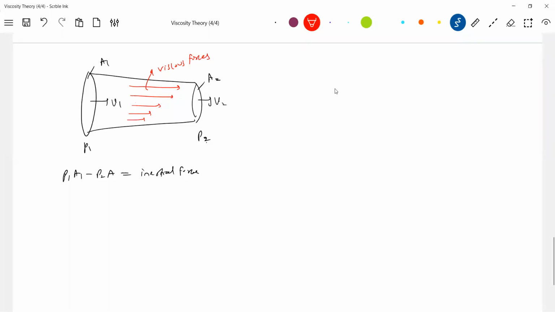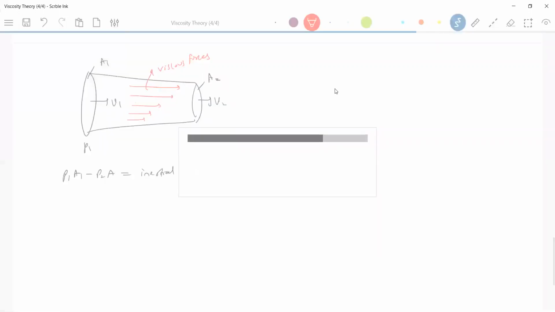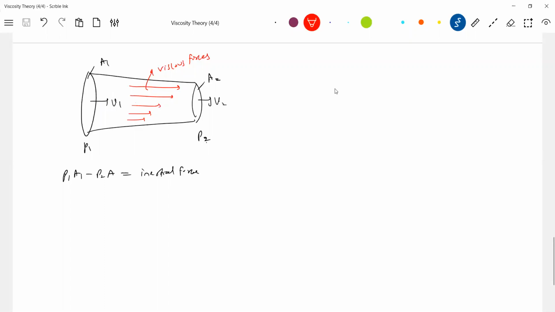What are inertial forces? A force which will make the fluid move from one point to another point. So that is the pressure difference. Am I right? Shall I call it inertial only? This is justified, no? Pressure difference. How can we measure pressure difference? Quite easy, naturally, we know fluid dynamics.